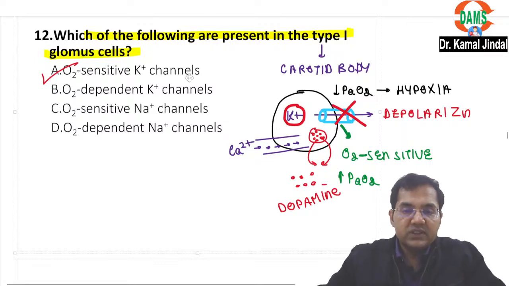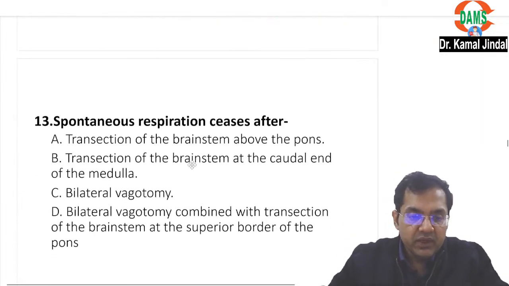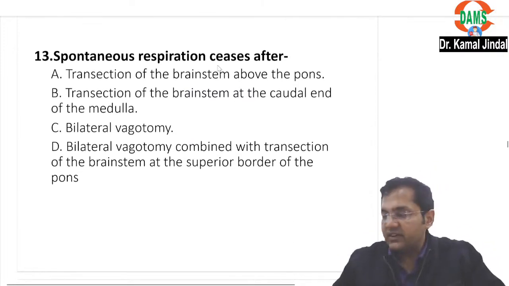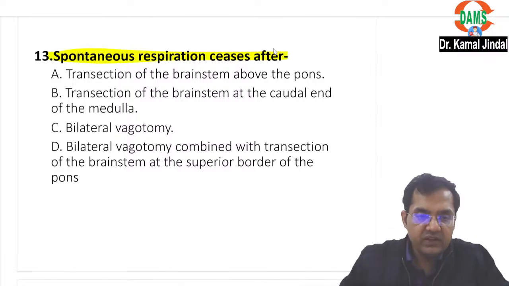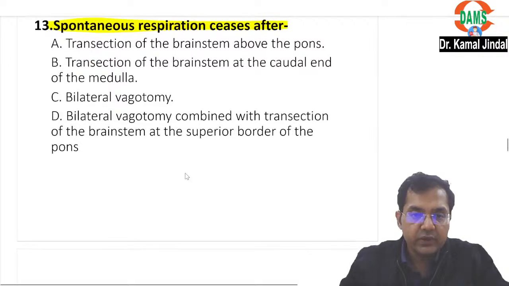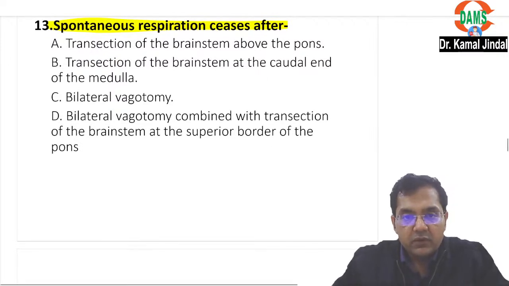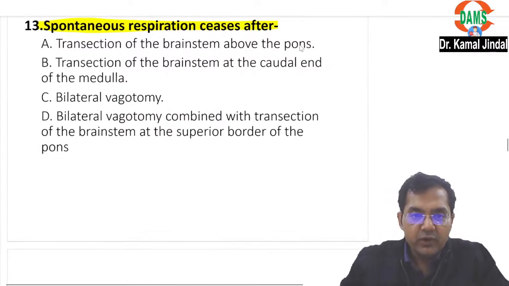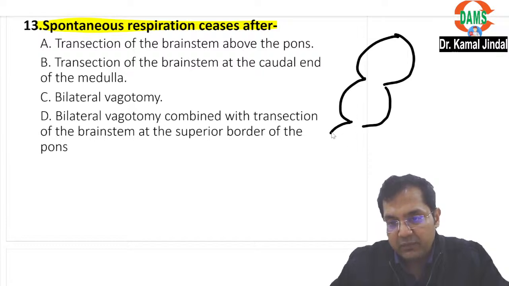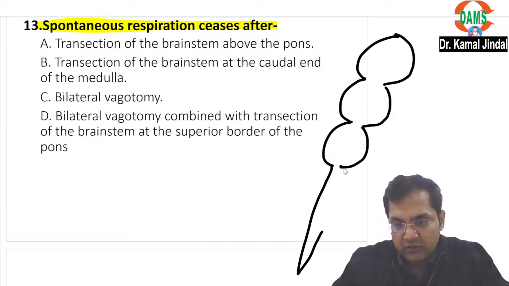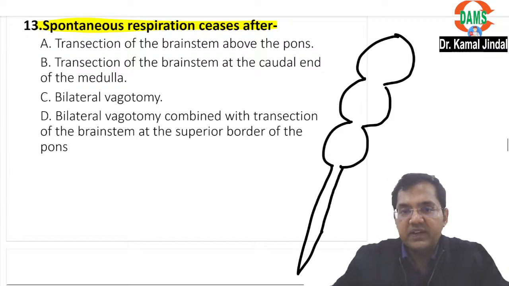Now let's go to question number 13. Spontaneous respiration ceases after. Another interesting question from the transections. Must see from the video and know about it. It's considered an important topic. So normally, if I commonly make a figure like this, this is my cortex, this is my pons, this is my medulla, and this is my representation of the spinal cord.